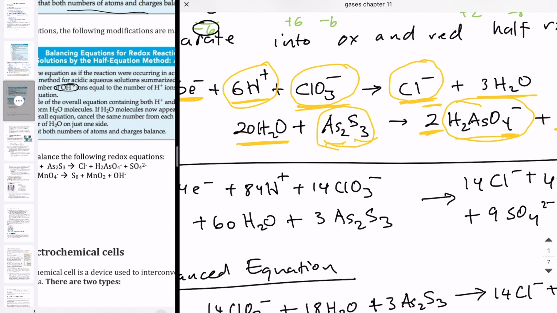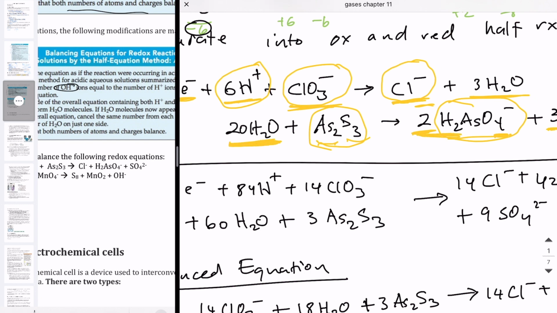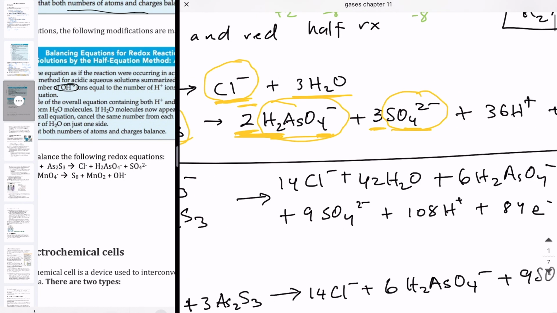After I do that, now I have H plus to balance. So for the H, to balance that out, I have 40 H on the left side. I only have 4 on the right side, so that means I'm going to need 36 more H plus, right, to balance that out. And that's where that 36 H plus comes about, okay?